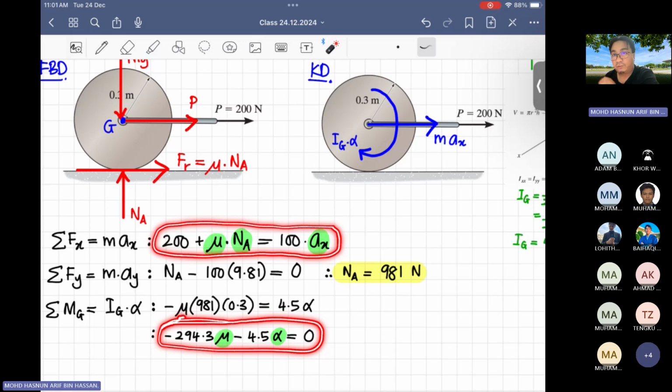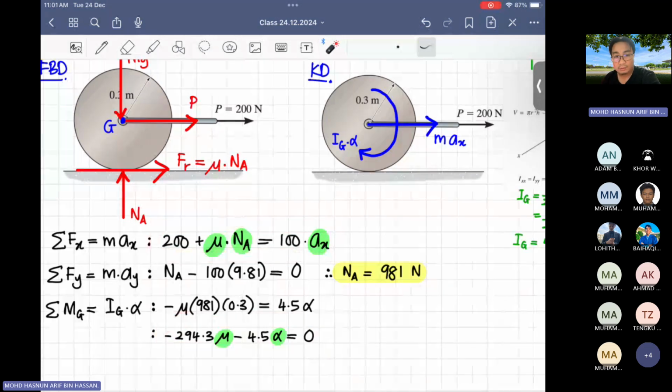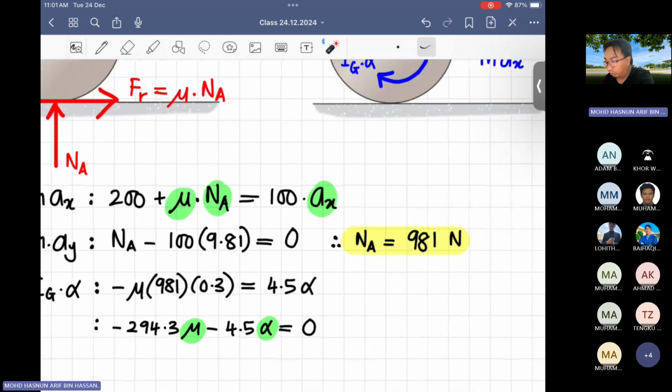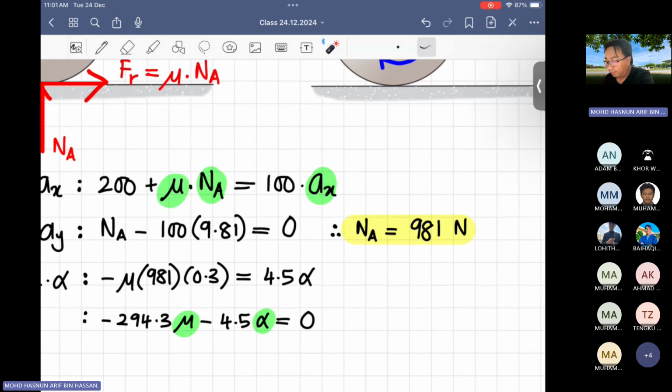To solve 3 unknowns, you need 3 simultaneous equations. If you only have 2 simultaneous equations, you can only solve for 2 unknowns. So in this case here, it is not possible for you to solve these 2 equations with 3 unknowns. So how do we proceed from here? We need to change one of these unknowns so that it becomes only 2 unknowns.